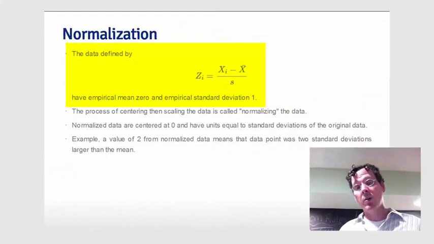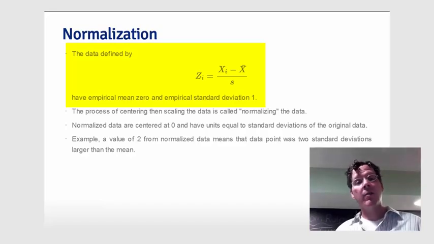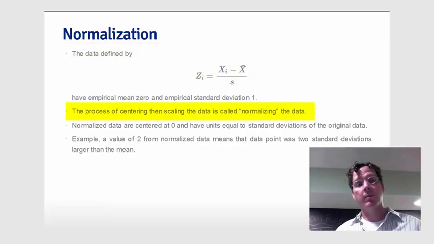If we take our original data and subtract off x bar, then take the resulting centered data and scale it by s, we get a new data set, let's call them zi, and these have empirical mean 0 and empirical standard deviation 1. This process of centering and then scaling is called normalizing the data.